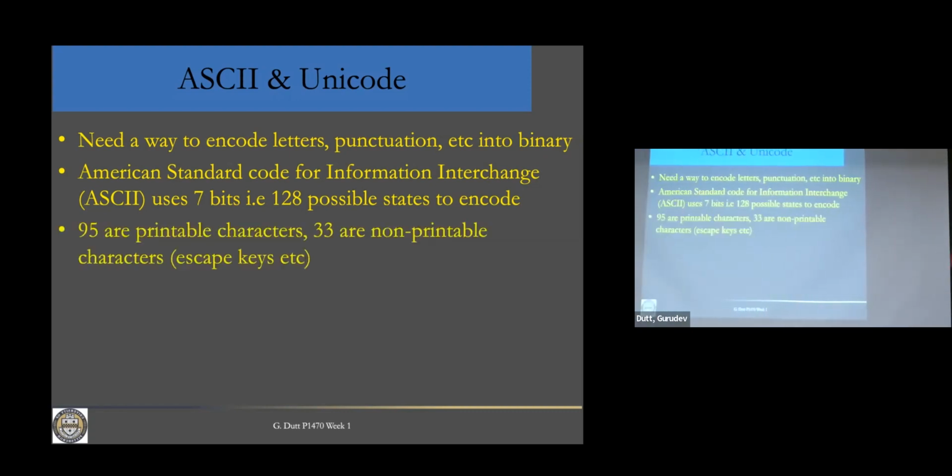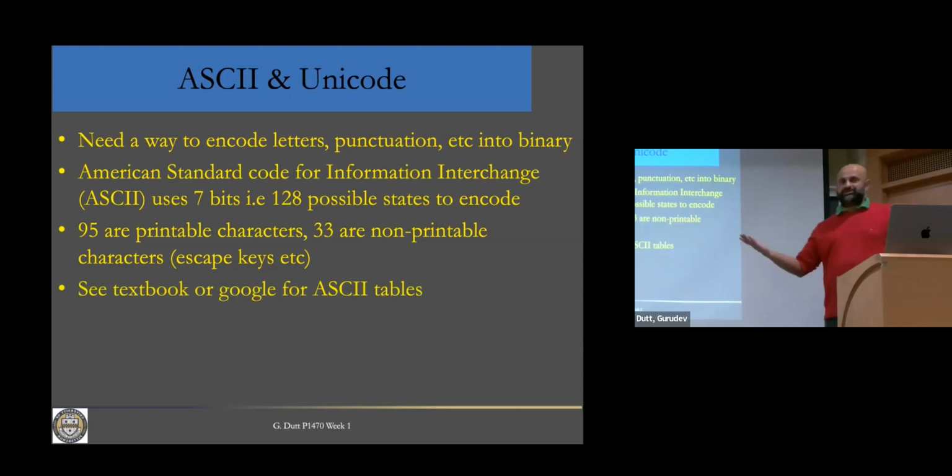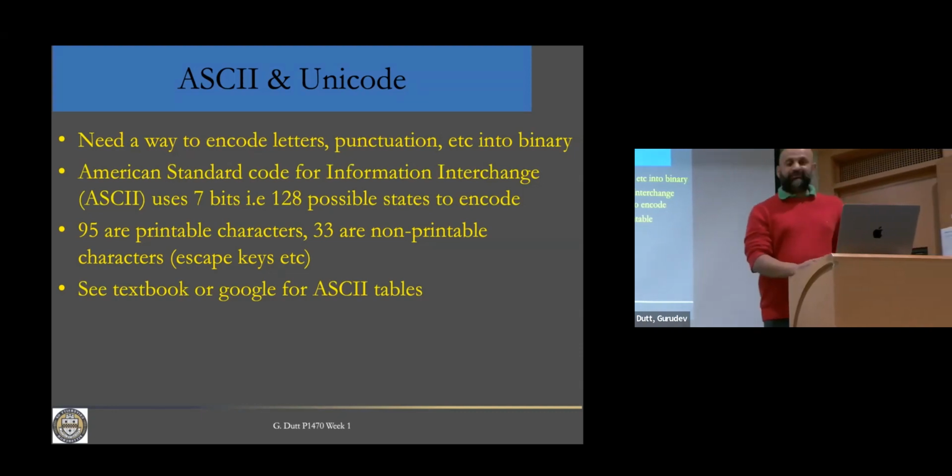Those 7 bits encode 128 possible states. This is just some information: 95 of them are printable characters. You can just look at your textbook, which has the ASCII table, or you can just Google it. It's all there. And mostly, we never have to do that. If you write in any kind of programming language, it usually can just do it for you.